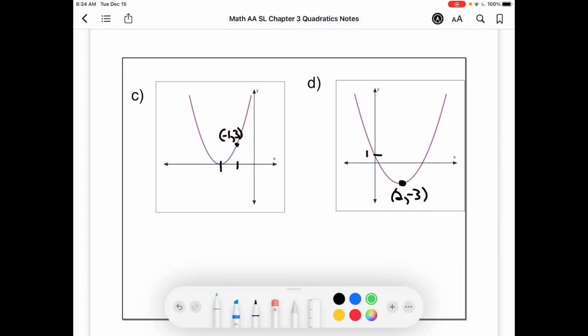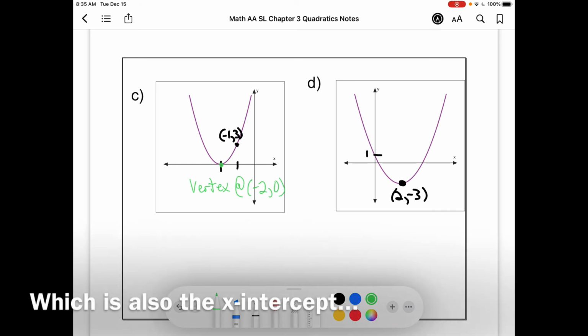Let's do 2 more. So I'm going to mark these up and just write the things that I know on them. Like on this one in C, I know that there's a vertex at negative 2, 0. Now once I know that, should I use the vertex form or the factored form? Remember, vertex form lets you use the vertex. Factored form tells you about x-intercepts. Here we know where the vertex is, so I actually know the form of the equation.